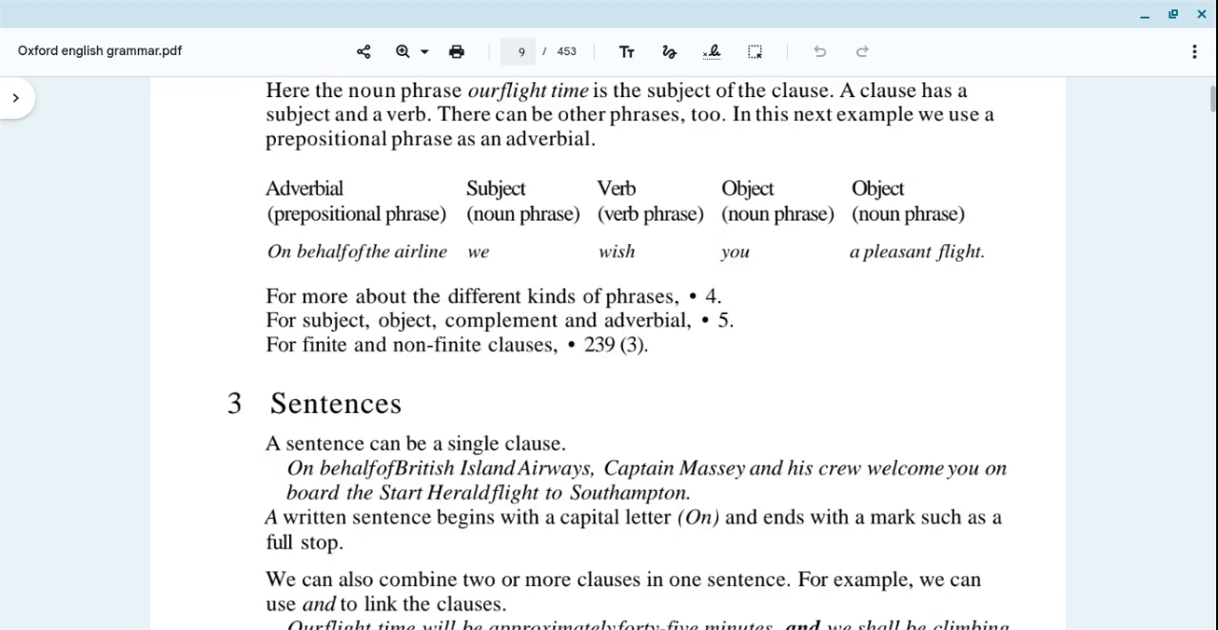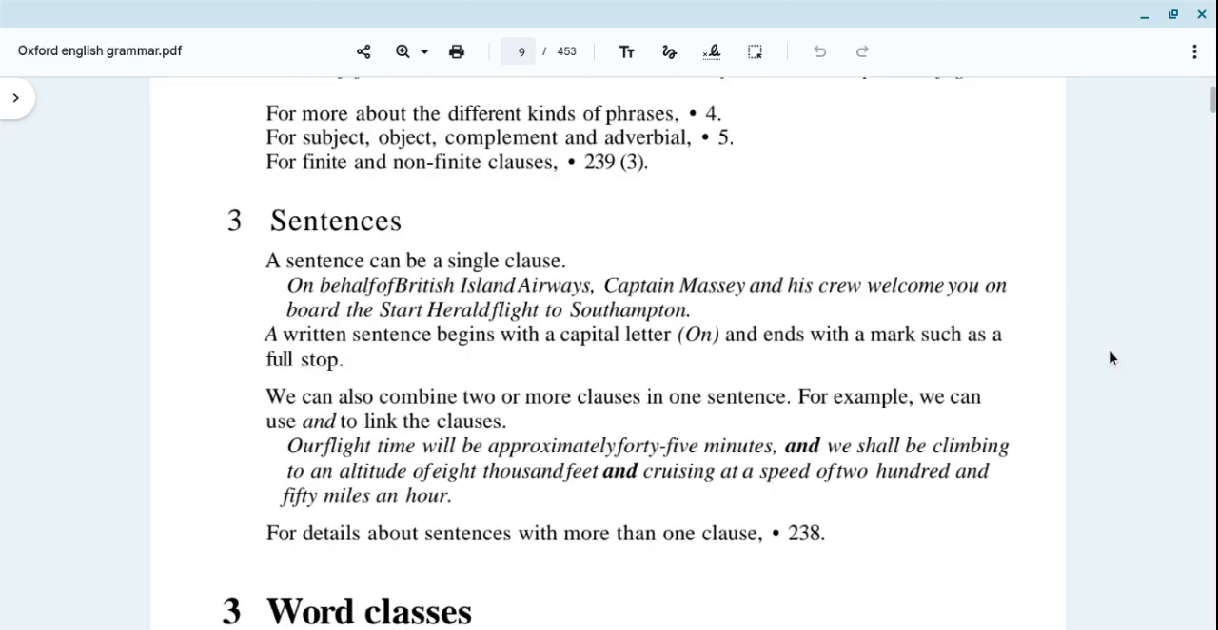For more about the different kinds of phrases, page number 4. For subject, object, complement, and adverbial, page number 5. For finite and non-finite clauses, page 239. We're going through that. Well, let's go.